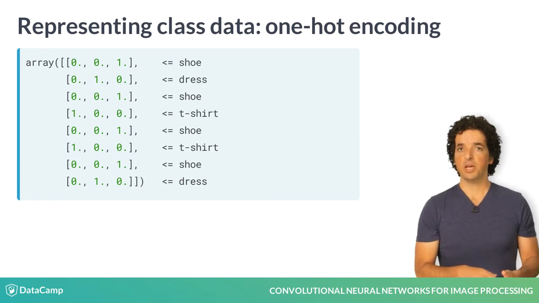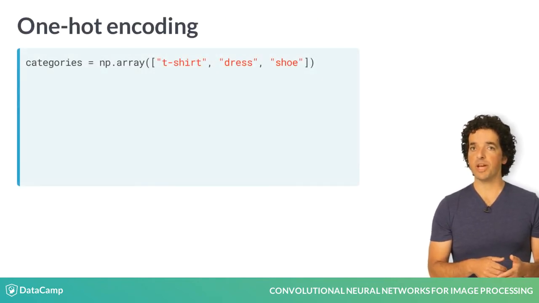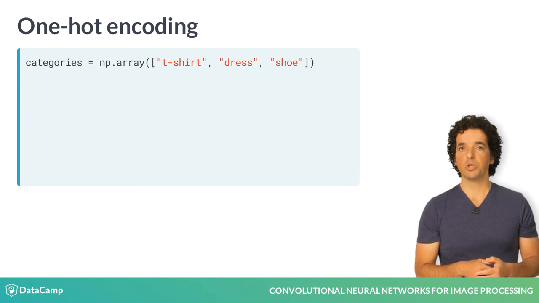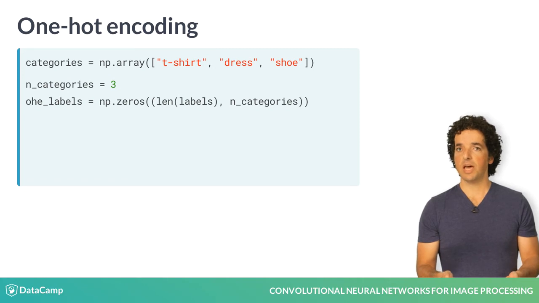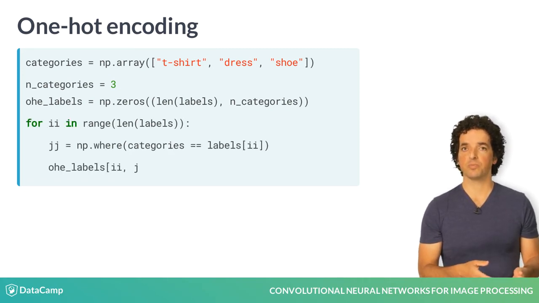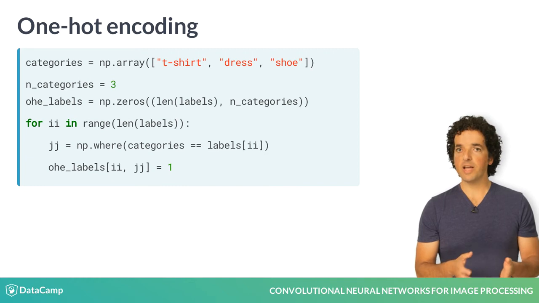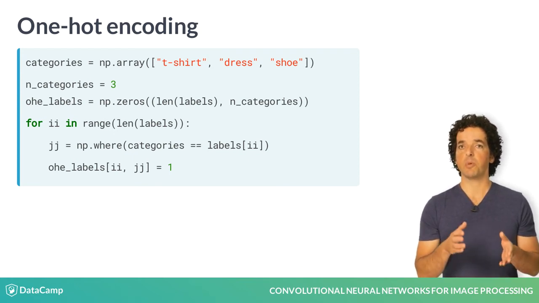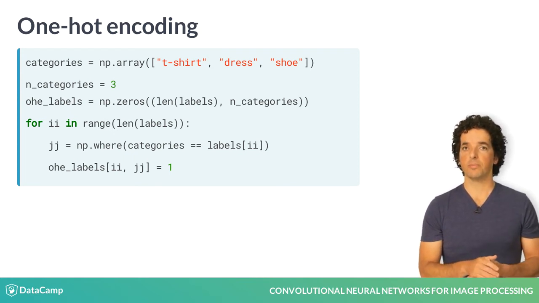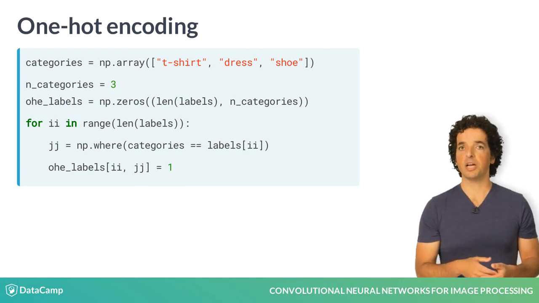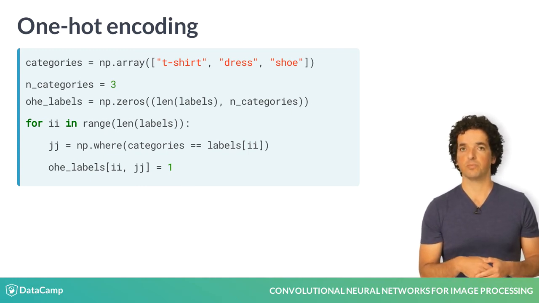For example, here is a one-hot encoding of 3 images: a t-shirt, a dress, and a shoe. To generate a one-hot encoding of these samples, we generate an array of categories. We initialize an array of zeros, and then we iterate over the list of labels. For each sample, we find the index into the categories array that corresponds to the current sample. We set the item in the corresponding row and column to 1, and continue on to the next label until we have iterated over all labels.